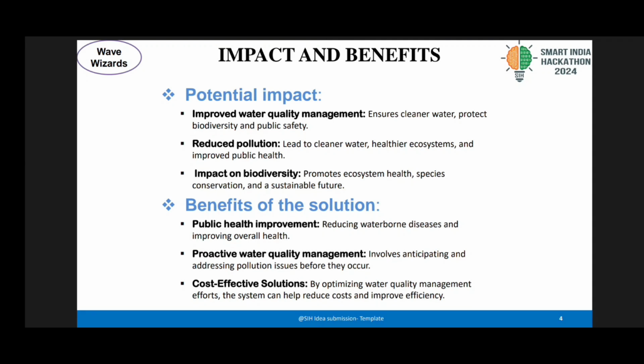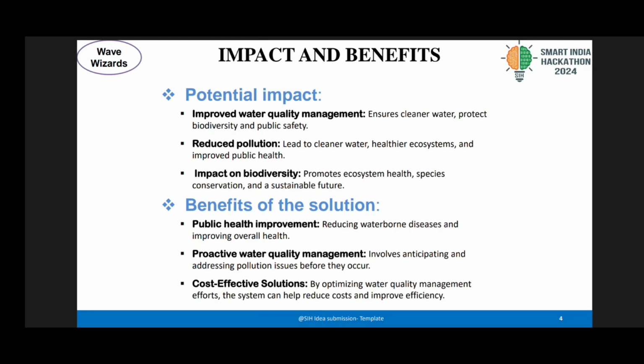The system helps reduce pollution by forecasting events and identifying sources, ensuring cleaner water and a healthier ecosystem. It can track industrial discharges to ensure alignment with environmental standards and guide farmers in adopting sustainable practices that minimize agricultural runoff and protect water quality.